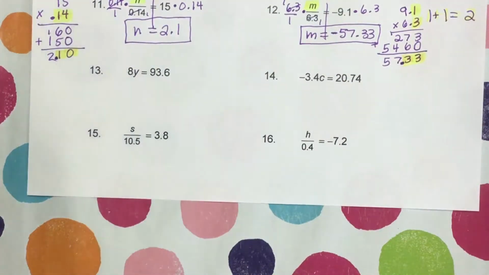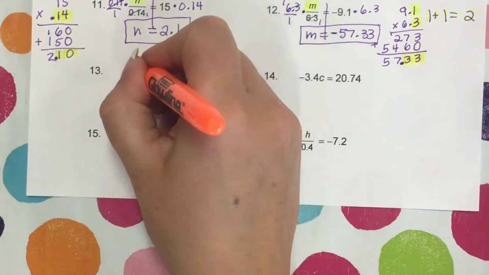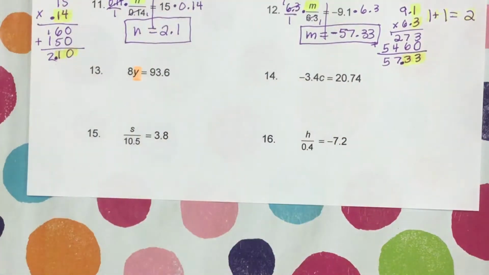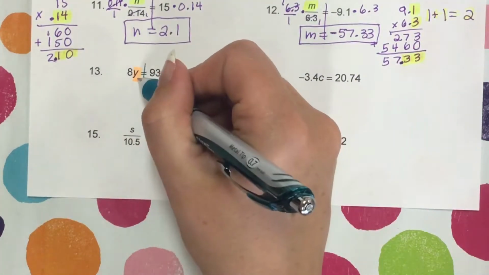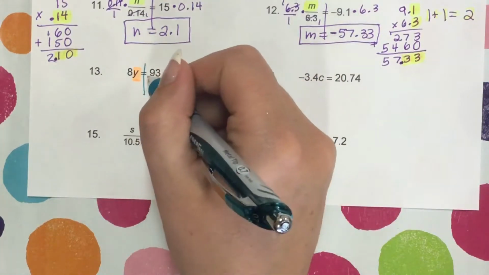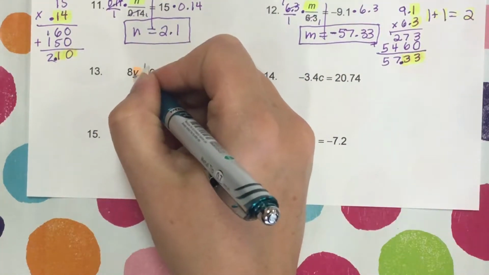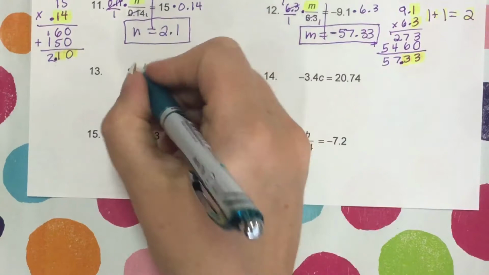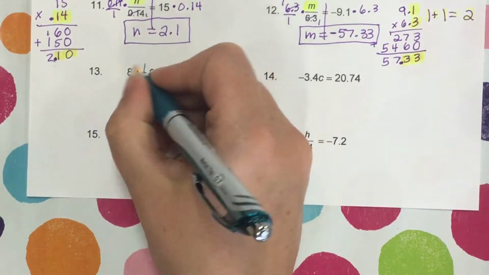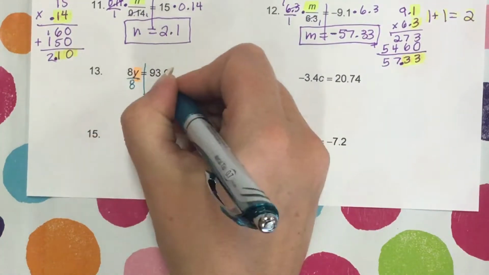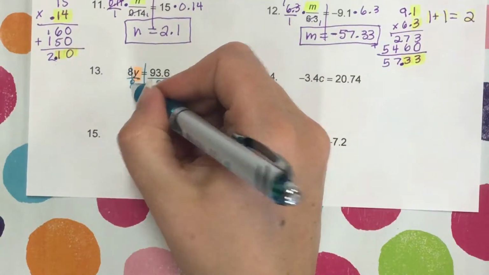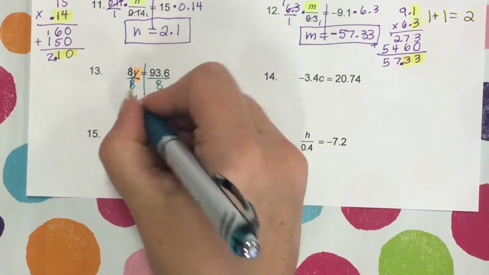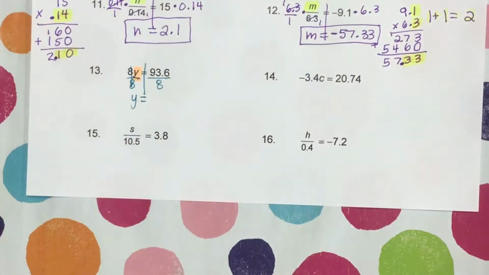All right, we're back. Let's go ahead with problem number 13, 8y equals 93.6. So we're trying to figure out what y is. To figure out what y is, it has to be by itself on this side of the equation. Right now it's not. It's 8y, which means 8 times y. So we have to do the inverse operation of multiplication, which is, you are correct, division. We have to divide both sides by 8. 8 divided by 8 is equal to 1. 1 times y is y. So now we have y by itself on this side of the equation.